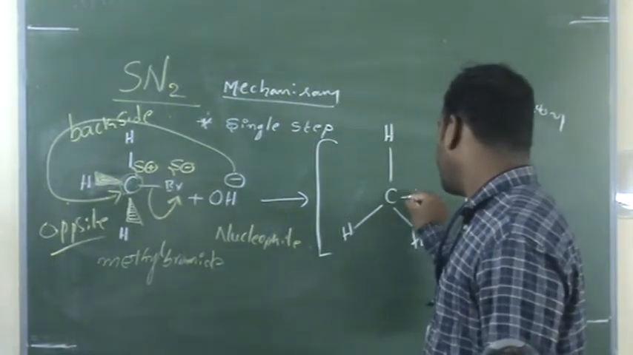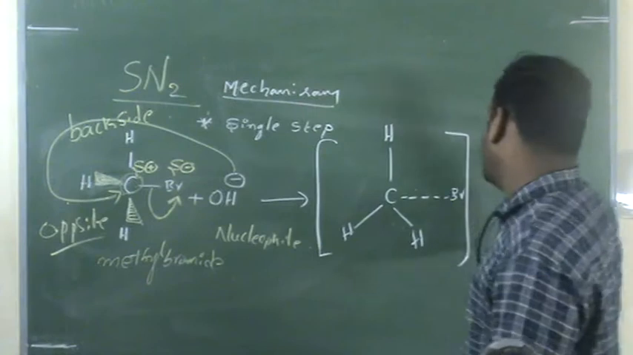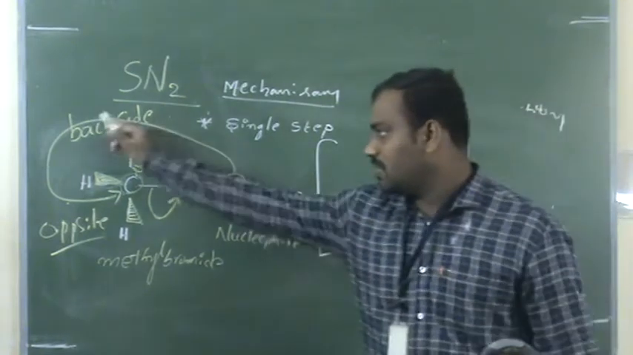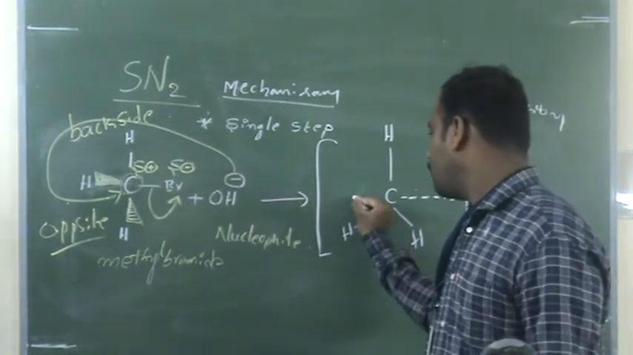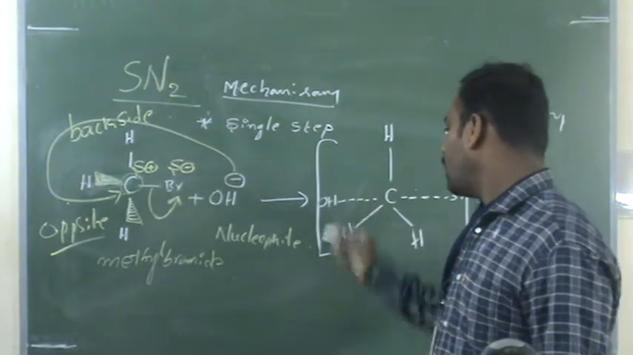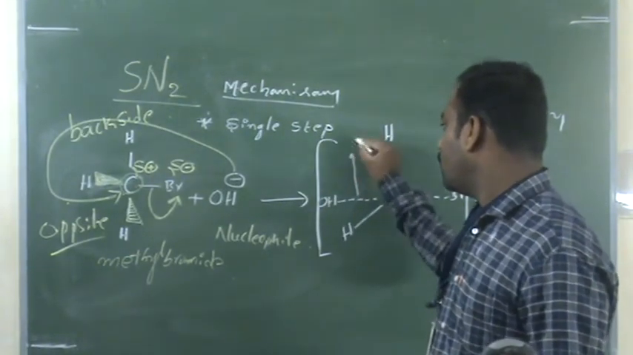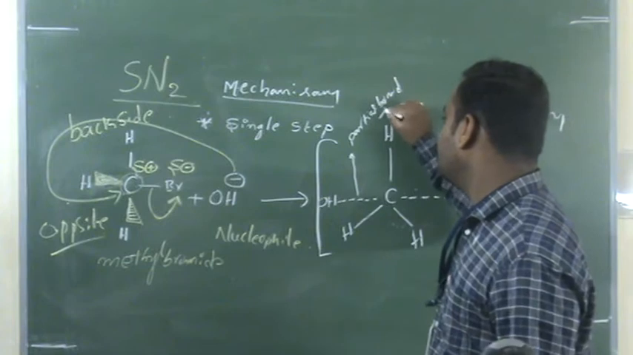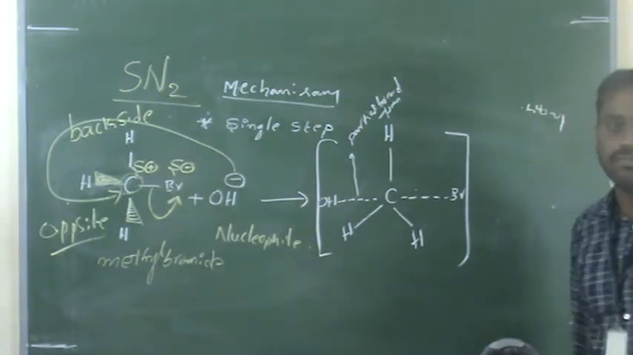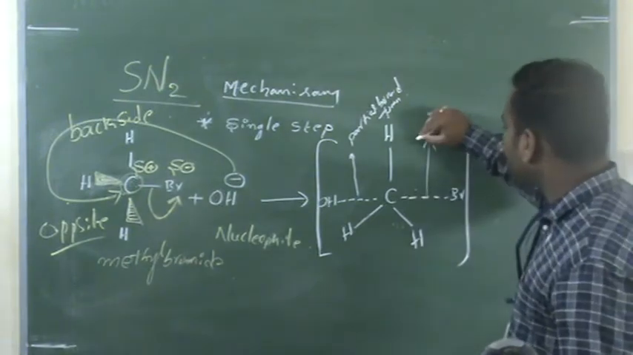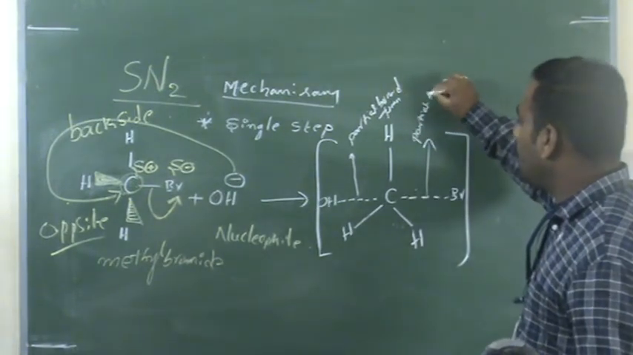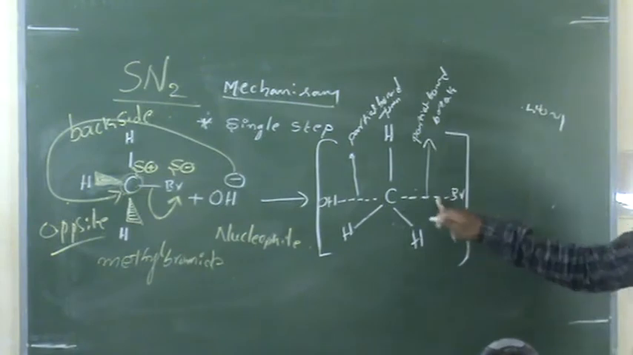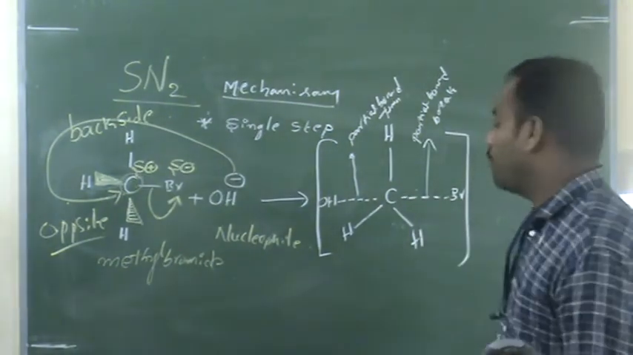So I can represent it like this, with a dashed formula. What is the meaning? There is a partial bond breaking, and the OH minus approaching means there is a partial bond forming. This is the partial bond form. This is the partial bond break. This is the partial bond break. This is the partial bond form.